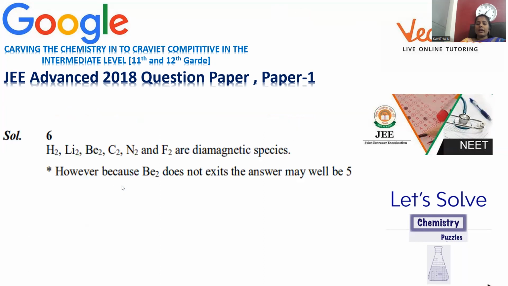Let's go with how we can answer. The correct answer is hydrogen, lithium, beryllium, carbon, nitrogen, fluorine molecules, which are diamagnetic in nature. However, beryllium-2 is in a practical sense diamagnetic only, but a certain extent of magnetic nature is exhibited because of s orbital and p orbital overlapping. That is exceptional, so it can be regarded as 5, but in practical sense we have to put 6 as the correct answer.